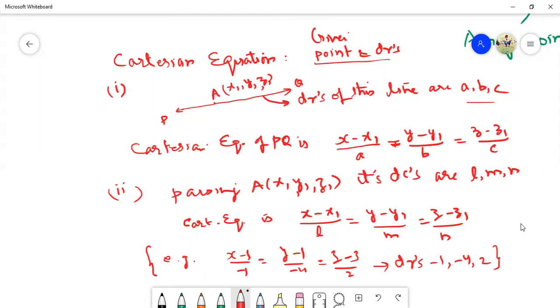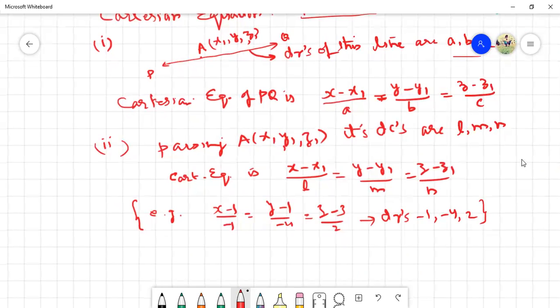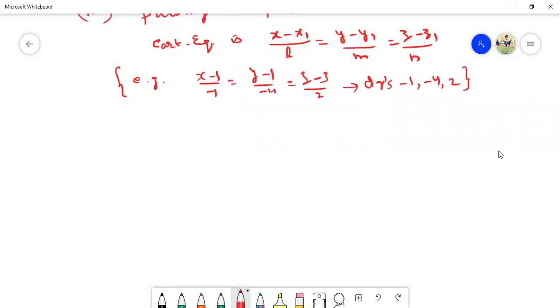how to convert the equation of a line into Cartesian form? We have seen that r is equal to a plus lambda b. In that, what did we do to convert? That is the method. You just put the value of r and then equate the coefficients of i, j, k. I think no need to write the method. You just put r is equal to xi plus yj plus zk.